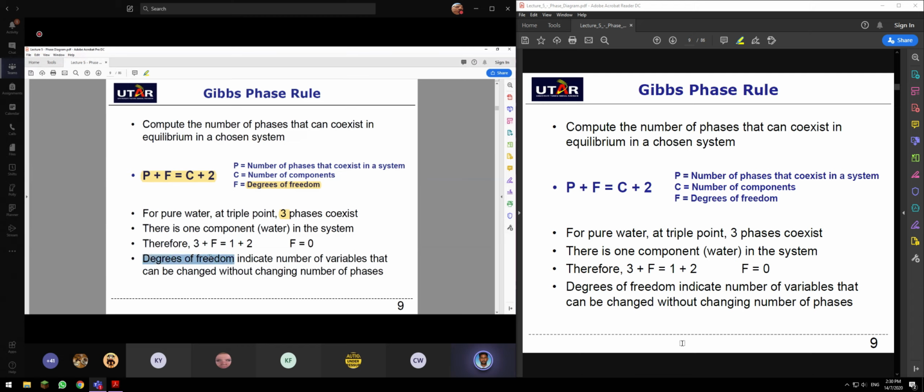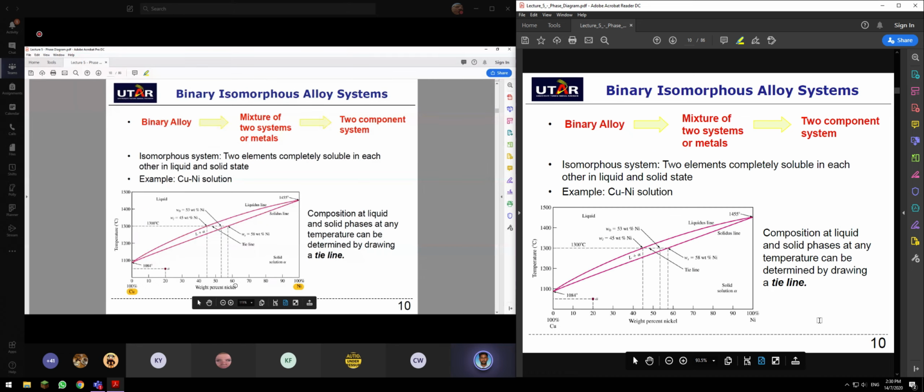So the number of degrees of freedom is 0. The degree of freedom indicates the number of variables that can be changed without changing the number of phases. If you are in one phase, what are the variables that can change? For example, temperature or pressure and so on, or components. Okay. Now let's look deeper into the phase diagram.